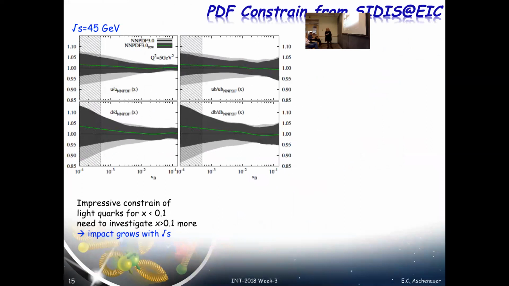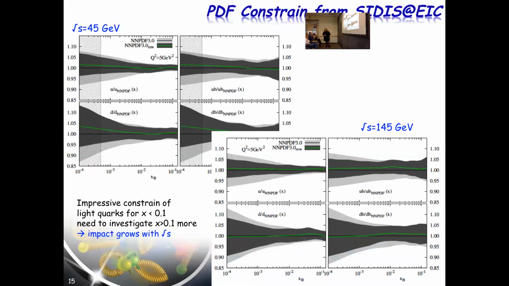So the NNPDF, and then after reweighting, for again a square root S of 45, so that is U, U bar, D, and D bar, and you see nicely that you constrain actually already at that square root S, U bar, the D and the D bar as well, and even the U. And then actually, if you take the higher square root S data, you see that the uncertainties even shrink further.